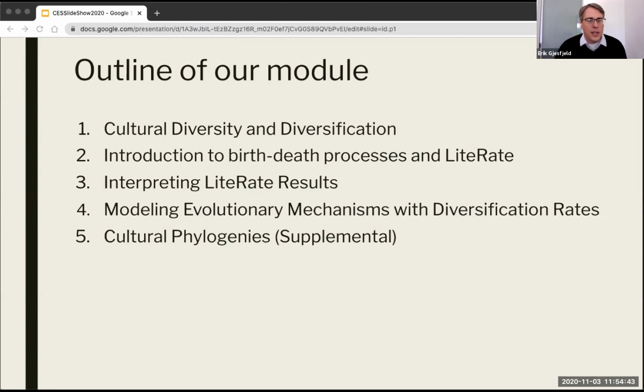There's a supplemental module that examines the application of phylogenetic inference to cultural data and various decisions that go into the construction of cultural phylogenies. I'll talk a little bit about the phylogenetic approach here, but that's really a supplemental piece of our modules. There are a lot of great tutorials already available for applying phylogenetic inference in cultural evolution, and so we didn't feel like we needed to redo those here, but simply point to those in the supplemental tutorial.